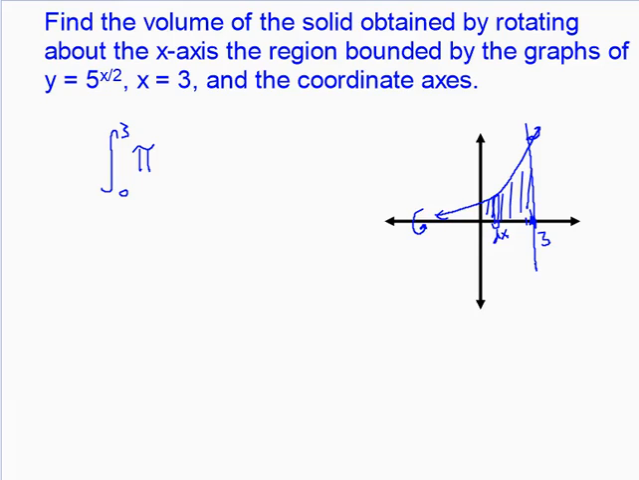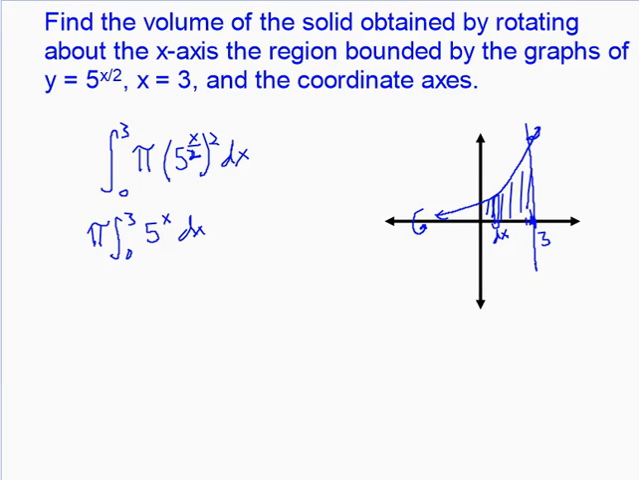So our r here is actually the y value of our function. Well, that y value is 5 to the x over 2. So we have 5 to the x over 2, that's our radius, squared, times the thickness, which is dx. So pi r squared h, and we'll integrate here. We'll bring the pi out. This works out nicely. This just turns into 5 to the x dx.